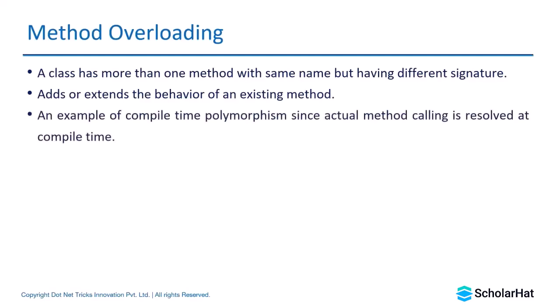This is an example of compile time polymorphism, since the actual call is resolved at compile time. Basically, considering a class where multiple methods have the same name, it will be difficult for the compiler to distinguish between every method. To overcome this problem, we pass different arguments. You can have a different number of arguments, a different sequence of arguments, or different types of arguments in method overloading.